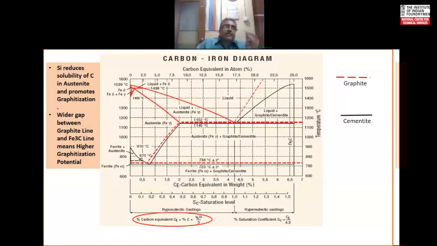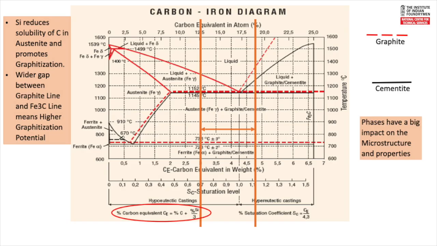I have already covered that silicon reduces the solubility of carbon in austenite and promotes what we call graphitization. Another important point: carbon can come out in an iron-carbon melt either as a free form of carbon, which is called graphite, or as a combined carbon, as an intermetallic compound, cementite. Its formula is Fe3C.